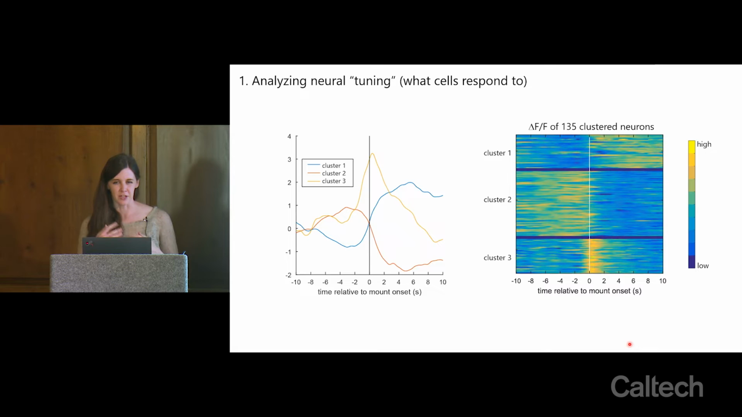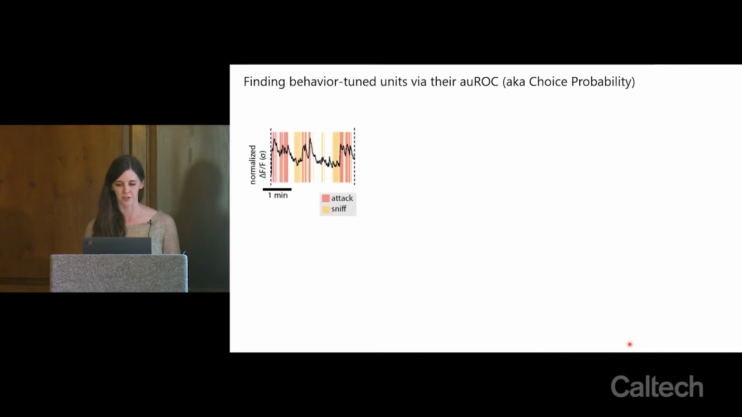A second kind of cell-by-cell approach to making sense of neural activity is what's called an area under receiver operator characteristic curve, or an AUROC. This is also called choice probability, and in some contexts AUROC is more common. It's basically training a decoder on the activity of an individual cell and saying, if I just had this cell, how well could I distinguish two conditions?